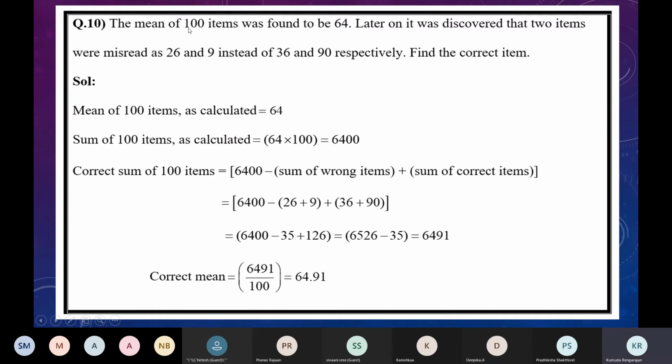So remember that when you have the number of observations and the mean, you can multiply and find the sum of the observations. The sum of the observations will be mean into number of observations. So you have the sum here, the sum of all the 100 observations, 6,400, but the sum is wrong. You've not calculated correctly. So from the sum, subtract the incorrect values and add the correct values. What you see here is they're adding the incorrect values and adding the correct values, and finally subtracting. Subtract the incorrect sum and add the correct sum.